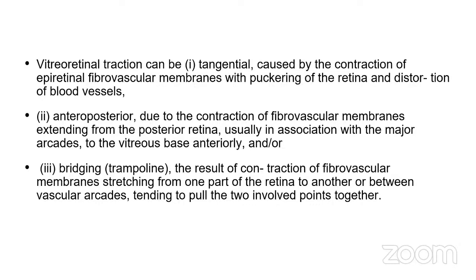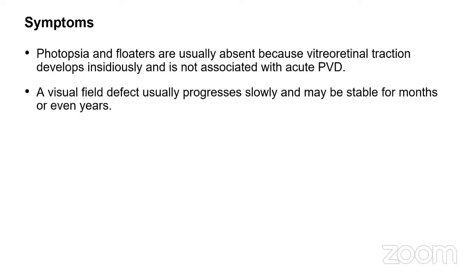So vitreoretinal traction can be tangential, which is caused by contraction of epiretinal fibrovascular membranes with puckering of the retina and distortion of blood vessels. It can be anterior-posterior, due to contraction of fibrovascular membranes extending from the posterior retina, usually in association with the major arcades, to the vitreous base anteriorly. So that is anterior-posterior traction. Then there is something called bridging or trampoline. It is a result of contraction of fibrovascular membranes stretching from one part of the retina to another, or between vascular arcades, tending to pull the two involved points together.